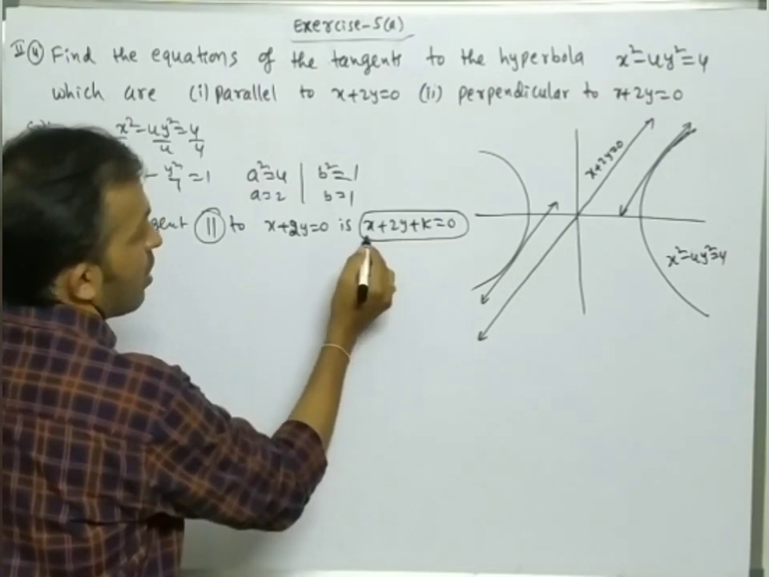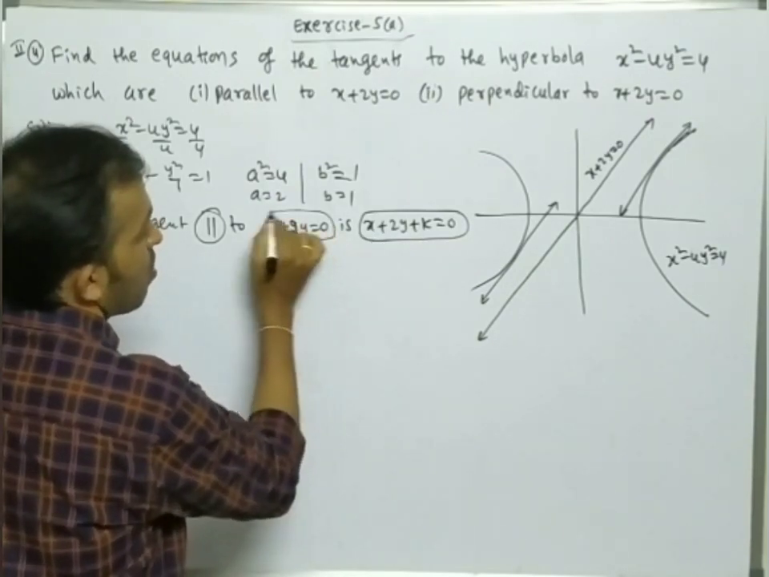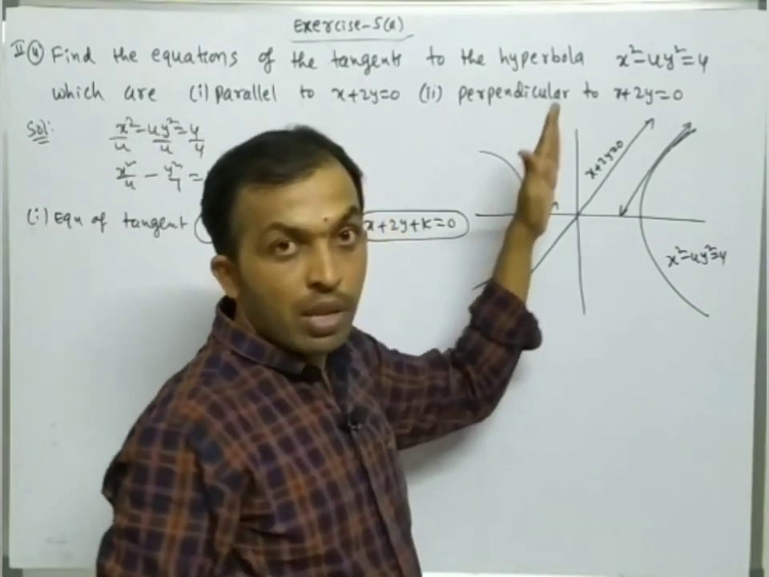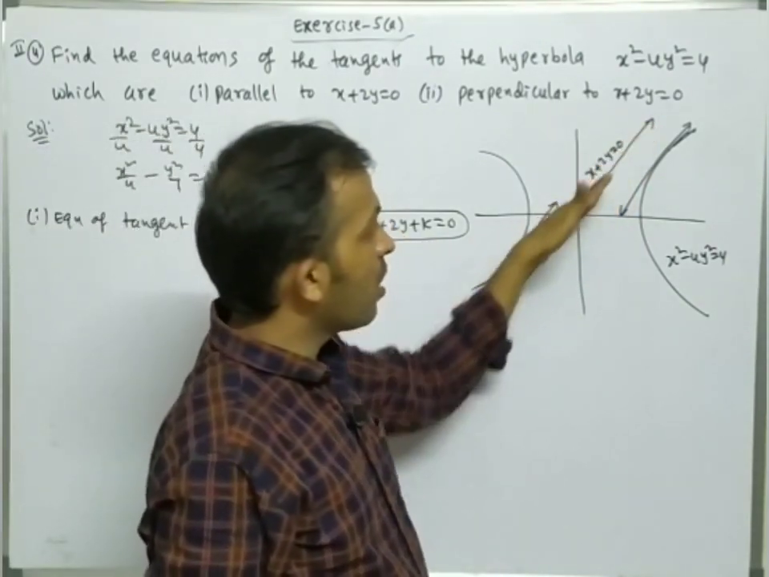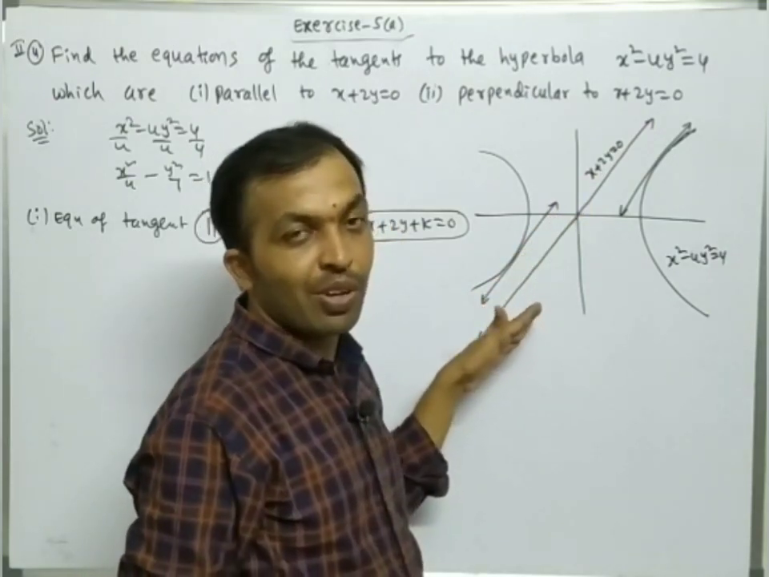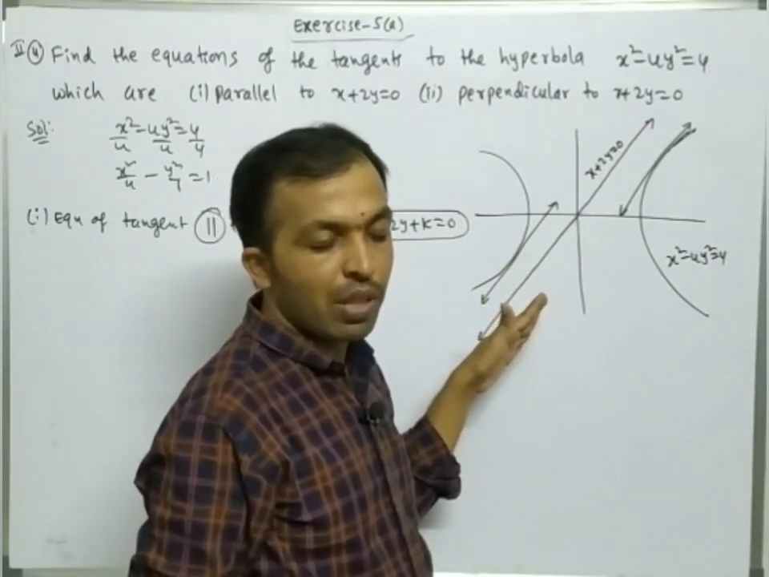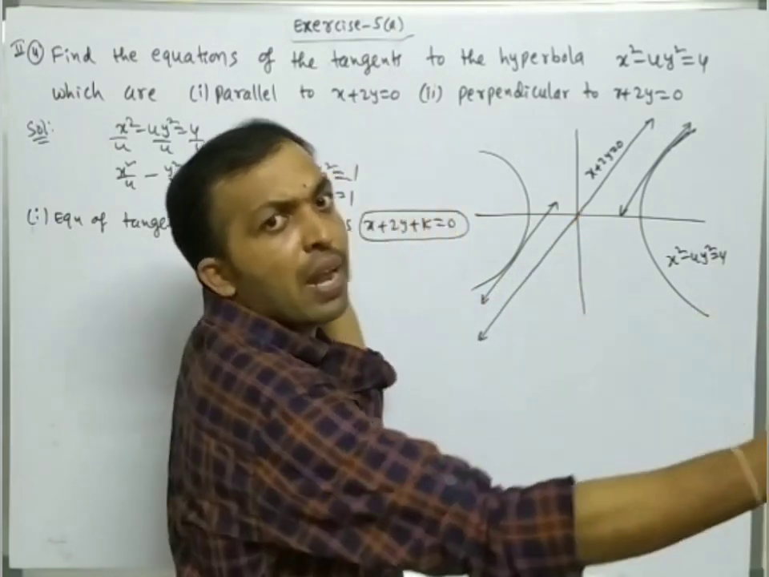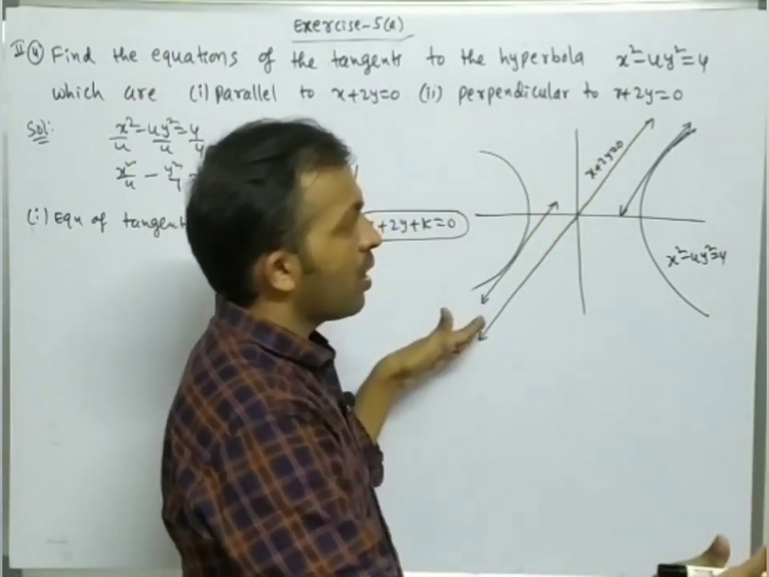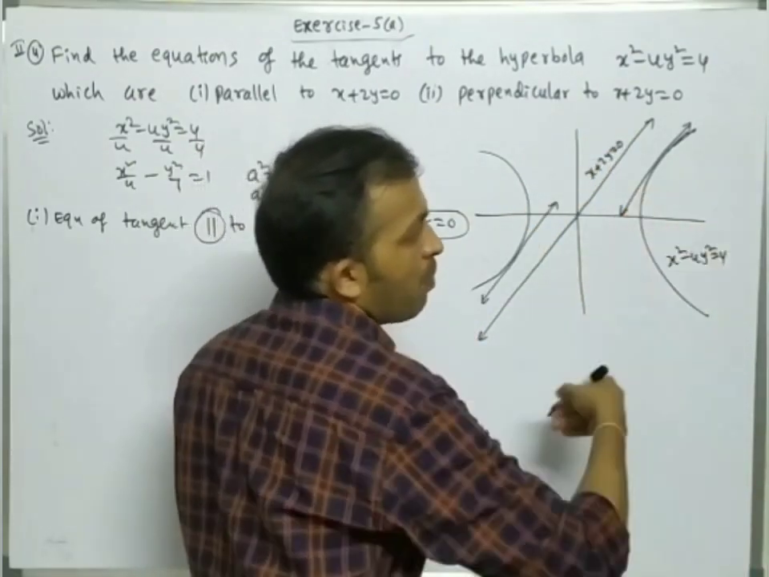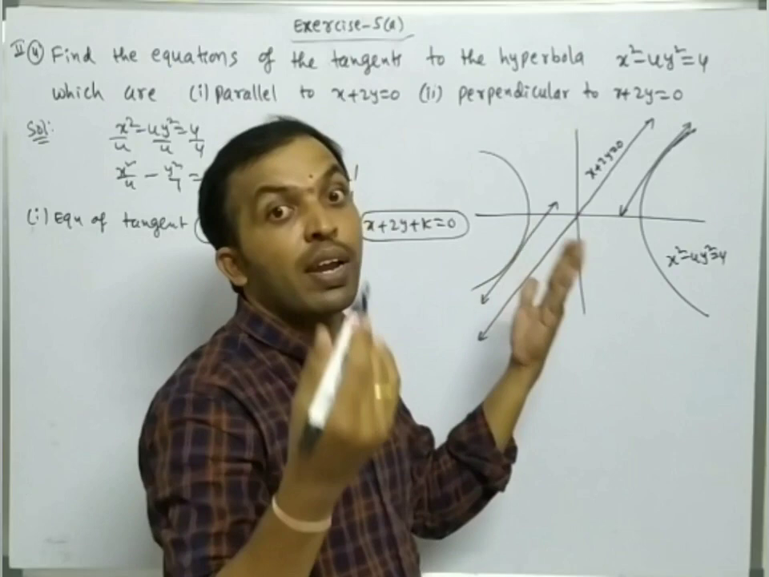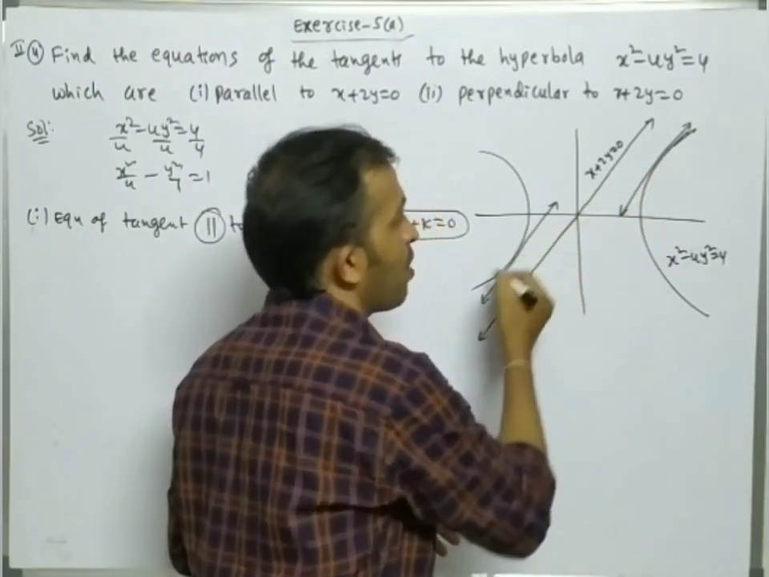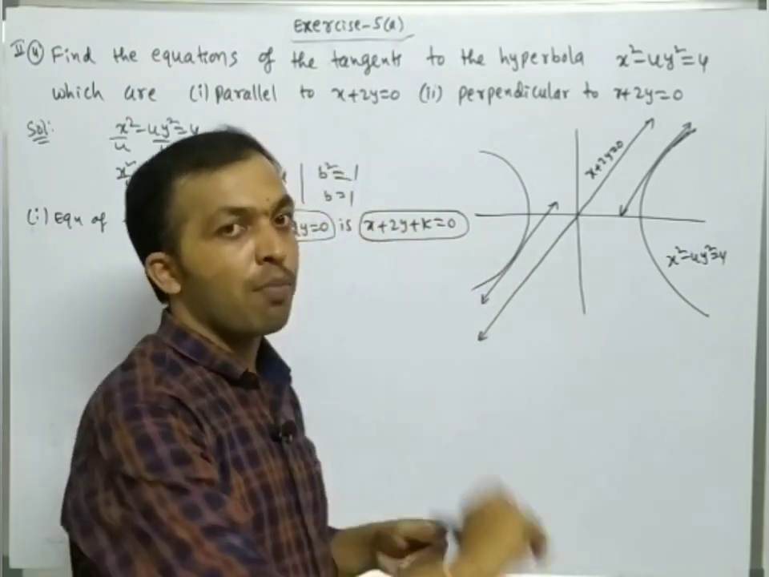So the tangent equation which is parallel to x plus 2y is equal to 0 is x plus 2y plus k is equal to 0. So here the point is, x plus 2y is equal to 0 is a line which is passing through the origin. So we have infinitely many parallel lines to this line. Of those infinitely many parallel lines, only two touch our hyperbola. We should find those tangents.